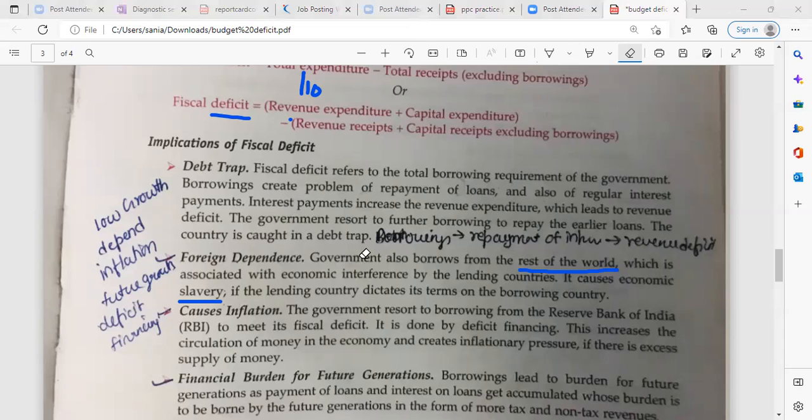Okay. So again, what happened? The government also borrows from the rest of the world, which is associated with economic interference by lending countries. If I'm taking money, only then will our economic relationship be there. And because of that, sometimes economic slavery takes place. It takes place when the lending country decides to dictate, and that country will be dictating to the borrowing country. Right. So you can write it.